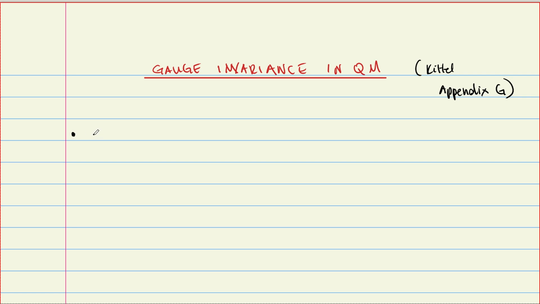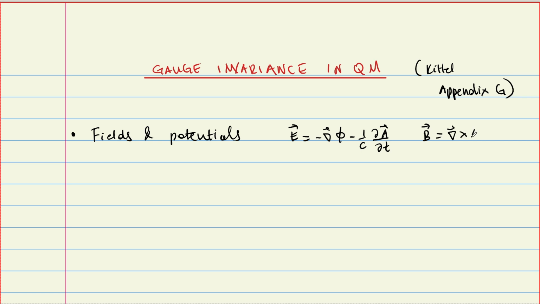So first, let's start with fields and potentials in electromagnetism. The electric field is written in terms of a scalar potential, and if we also have a vector potential like this, the magnetic field is a little bit simpler. It's curl A. Here we call phi the scalar potential and A the vector potential.